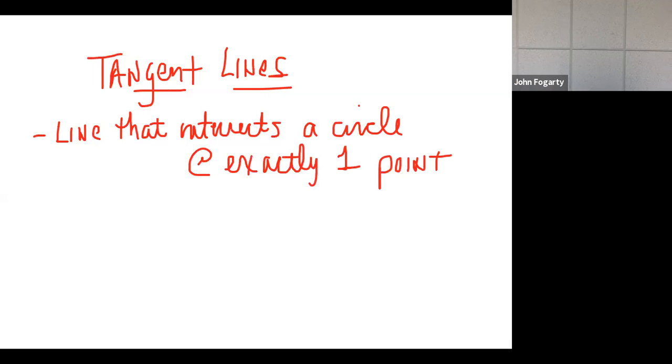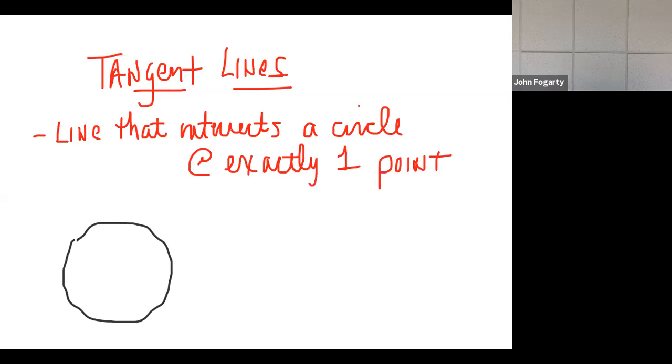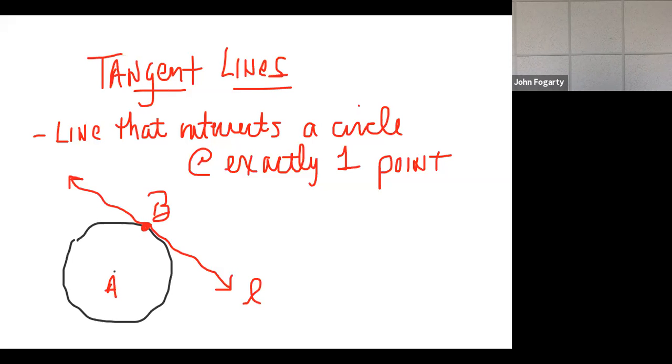So what it looks like, fellas, it looks something like this. There's my circle, right? And there'll be a point on this line. Let me do it in red. And that line just touches the circle at that one point. So I would say that line L is tangent to circle A at point B.